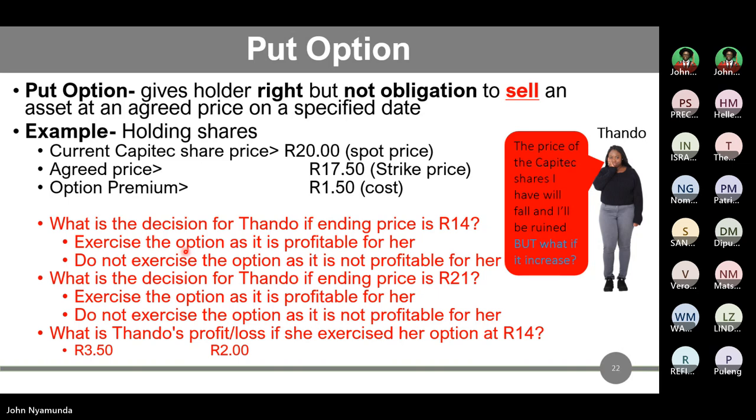Ladies and gentlemen, if you say do not exercise, it's wrong. She should exercise, because if she exercises, she can sell the shares at 17 rand 50 instead of selling at 14 rand. So you want to not exercise and sell your shares at 14 rand instead of selling at 17 rand 50.